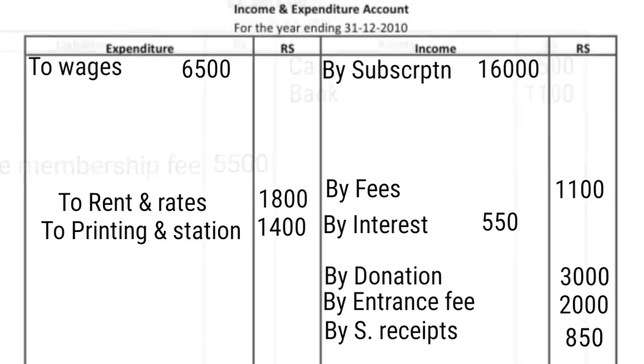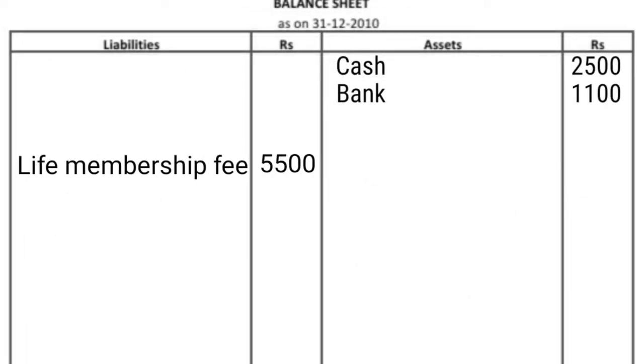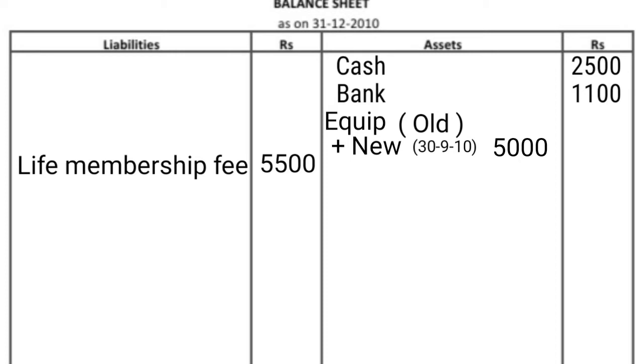Equipment is an asset. This is related to the current year. So I will write here in the current year balance sheet: equipments. In this question, new equipments and old equipments are here. So first we need to write old. So this is old. Then add new. The date is given in the question. Okay. Then why is this date given? It is given for providing depreciation. Okay. And the amount is rupees 5,000.